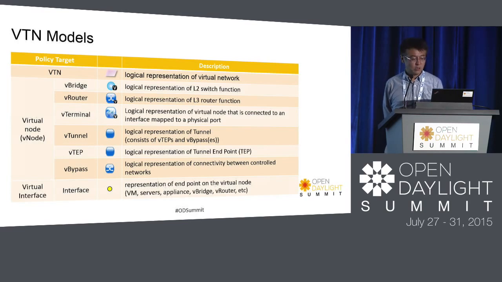This is a list of the VTN models from the VTN project. First, the VTN, which is a logical representation of the virtual networks. If you want to define a layer 2 network, you can use the vBridge for such representations. The vRouter provides layer 3 routing capability as a logical entity. If you want to define virtual tunneling capabilities, you can use a vTunnel and also vTap as an endpoint. You can also bypass some network by using vBypass. Finally, the interface is the endpoint of the node. It can represent a virtual machine, container, server, or any host in the networks. By combining all these components, you can define your own logical networks.